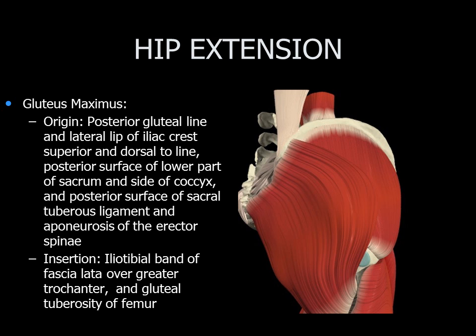And that makes sense because it is a large muscle. The gluteus maximus has its insertion into the iliotibial band of the fascia lata, of the wide fascia, over the greater trochanter, and also in the gluteal tuberosity of the femur. And the gluteal tuberosity is a line along which the gluteus maximus inserts onto the femur.